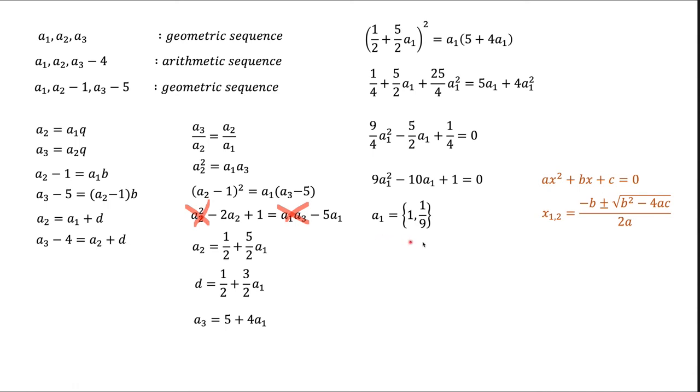And now we just simply substitute both values for a1 in this formula for a2 and this formula for a3, and we get two solutions. One solution is 1/9, 1/3, 1, and the other solution is 1/9, 7/9, and 49/9.